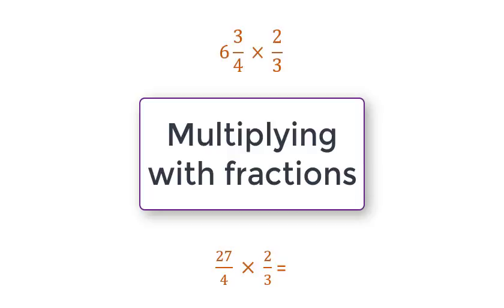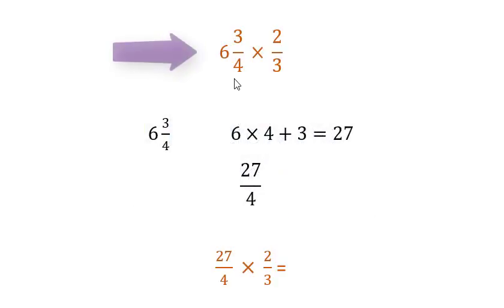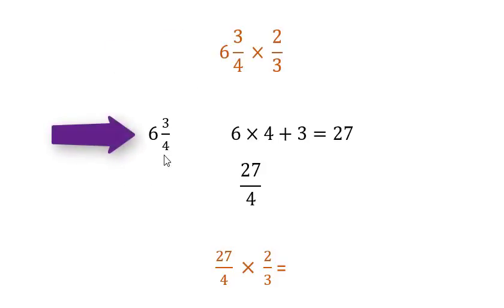When multiplying with fractions, every now and then you will get a mixed number, such as this number right here, 6 3/4. That has to be changed into a fraction before we multiply it. So we'll go right down here, 6 3/4.